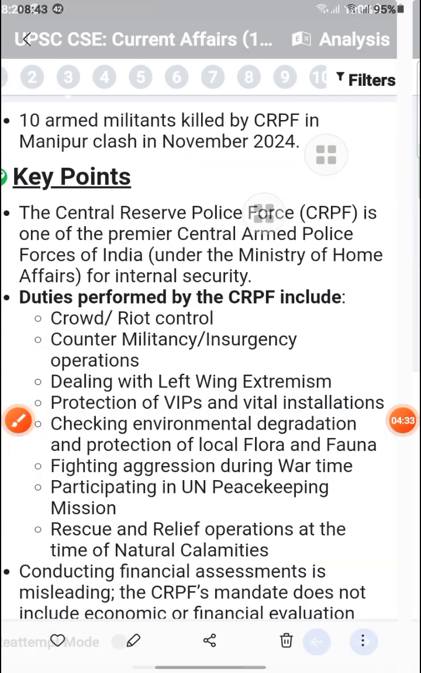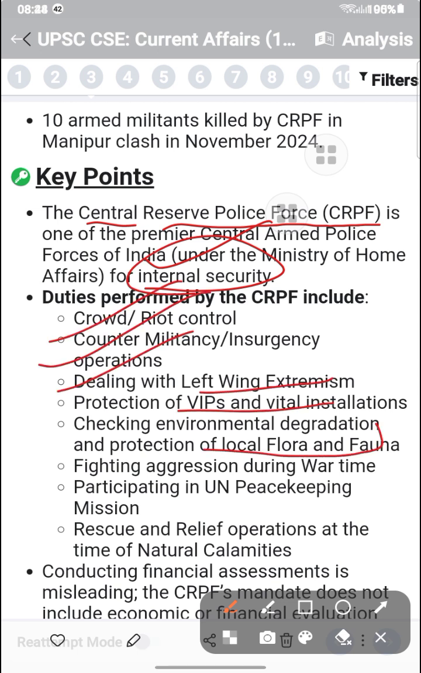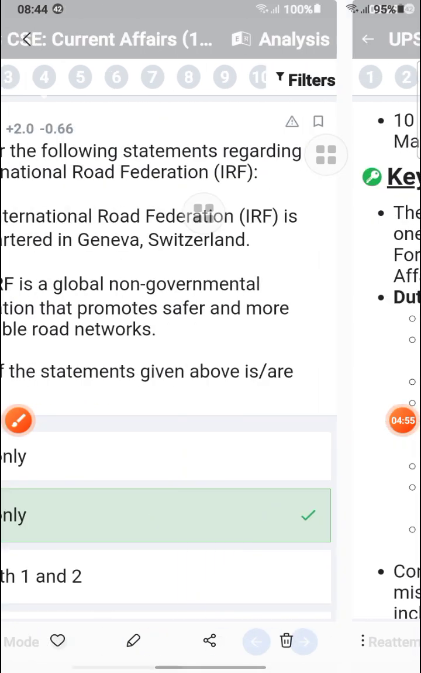The CRPF, Central Reserve Police Force, is the premier central armed police force in India and comes under the Ministry of Home Affairs for internal security. Its duties are crowd and riot control, militancy, dealing with left wing extremism, VIP protection, fighting during wartime, and participation in relief operations, but conducting financial assessment is not in its mandate.